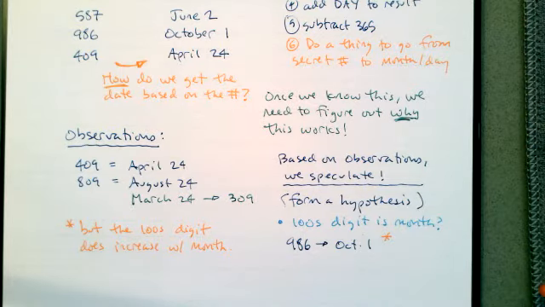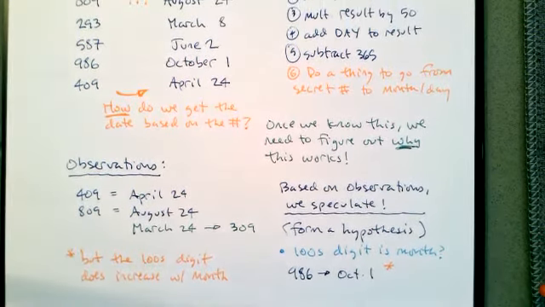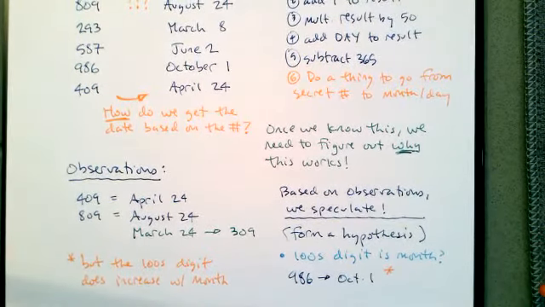We should also note that 986 is not going to be September 86th, because September has 30 days. So September 31st could have been October 1st, but then that would say 931, not 986. So there's something else going on. But it does appear that the hundreds digit does increase with the month. March gave us a 3, April gave us a 4, August gave us an 8, October ended up with a 9.